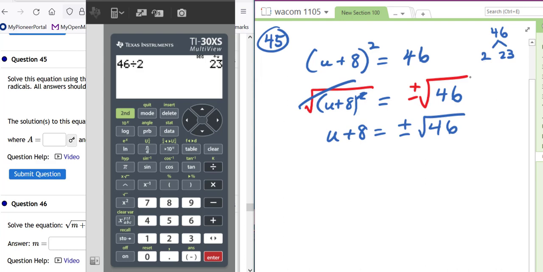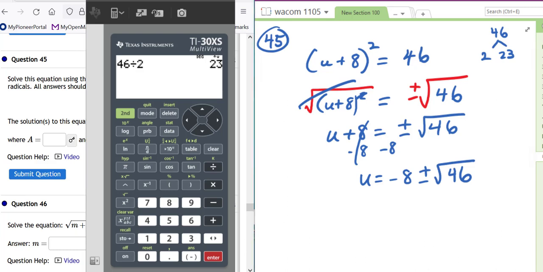And so there was no square in it. That's as much as it can do. So all you have to do is move your 8 and put it in front of the plus and minus. All right, so u equals negative 8 plus or minus square root of 46. And you will leave the answer there.